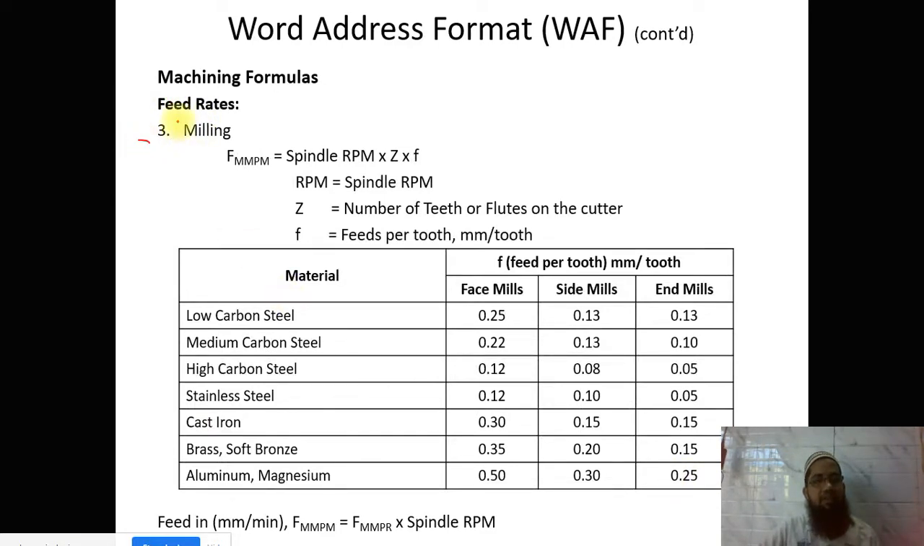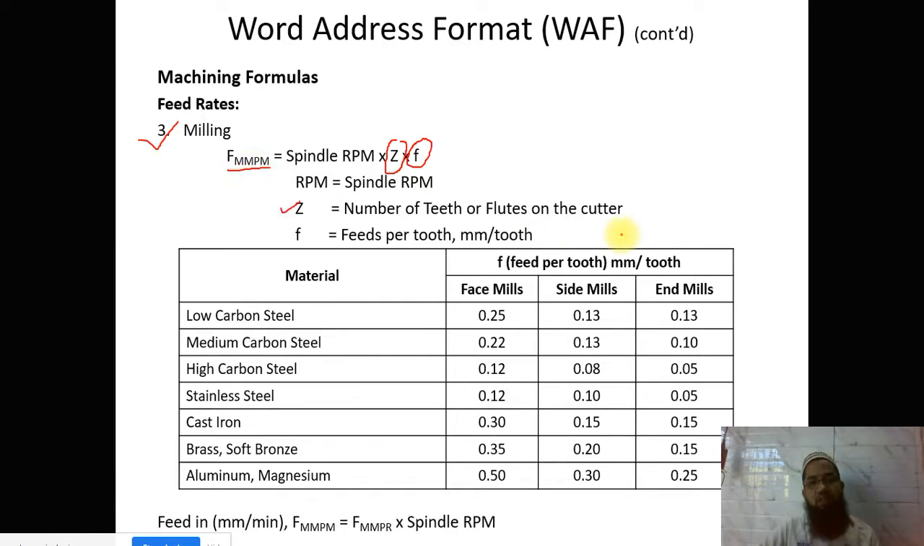Here we are having the milling feed rate for the milling. This is a very important formula you have to remember, because many times in milling they are giving a value of z and a value of f. Only the value of z and f is given, and RPM you have to find from the V and D. And you have to find the value of F, where the value of z is the number of teeth on the flute on the cutter.